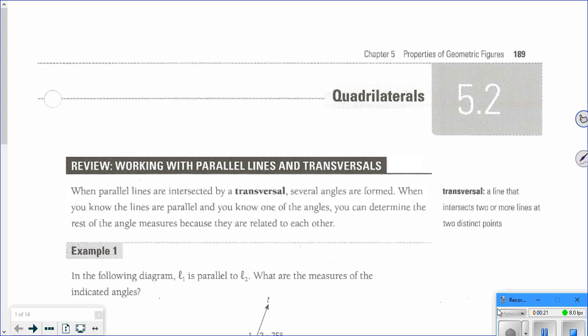It says when parallel lines are intersected by a transversal, several angles are formed. When you know the lines are parallel and you know one of the angles, you can determine the rest of the angle measures because they're related to each other.